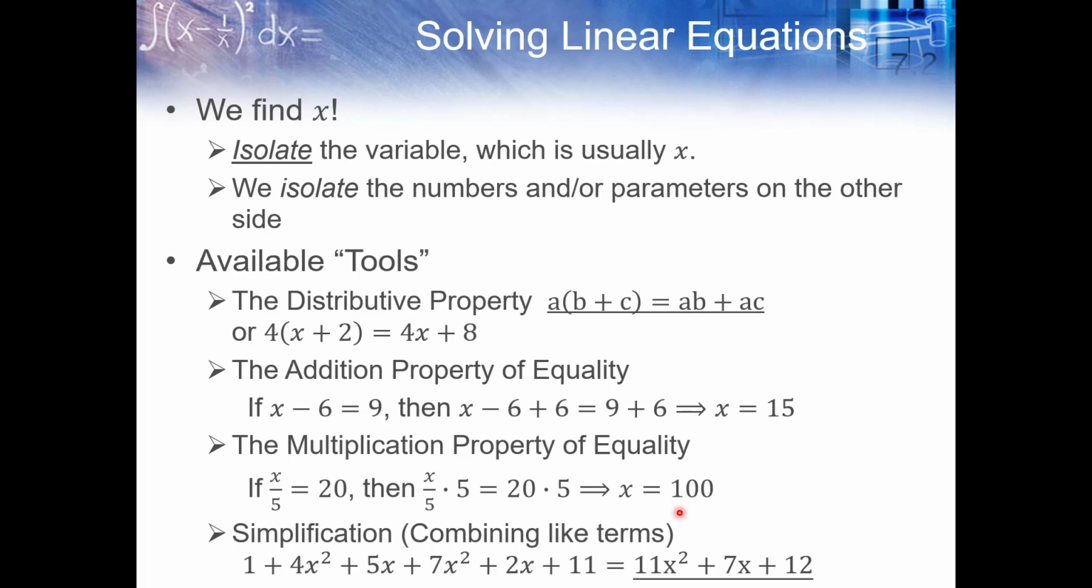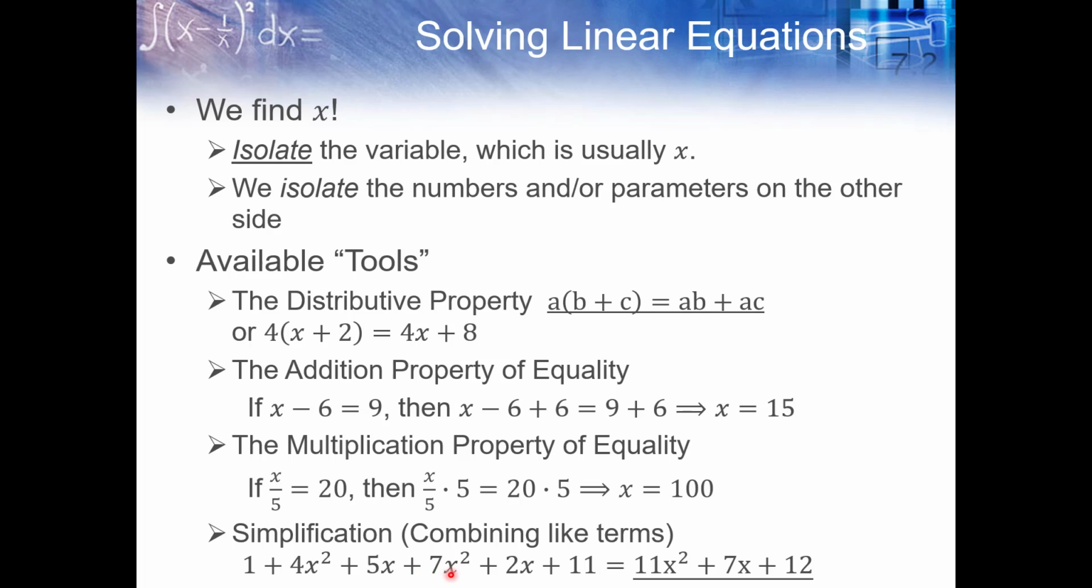And then finally, we will simplify. And how can we simplify? Well, basic simplification involves combining like terms. What we're going to do is find all the like terms. And what is a like term? Like terms are terms that have the exact same variable and the exact same exponent.